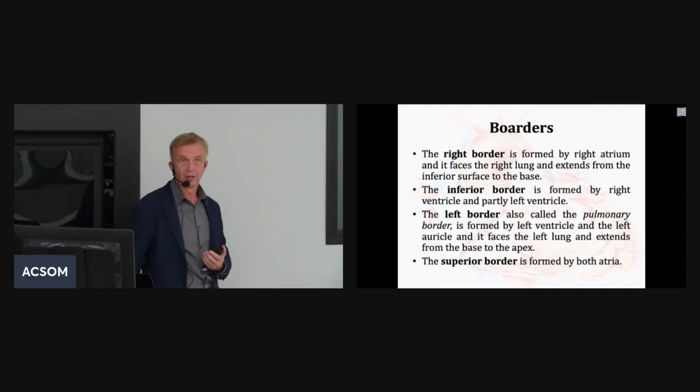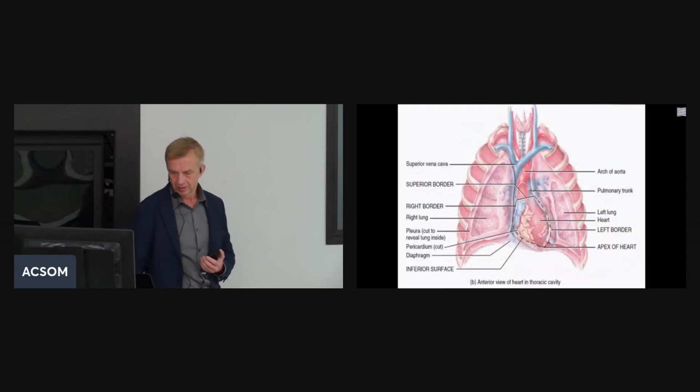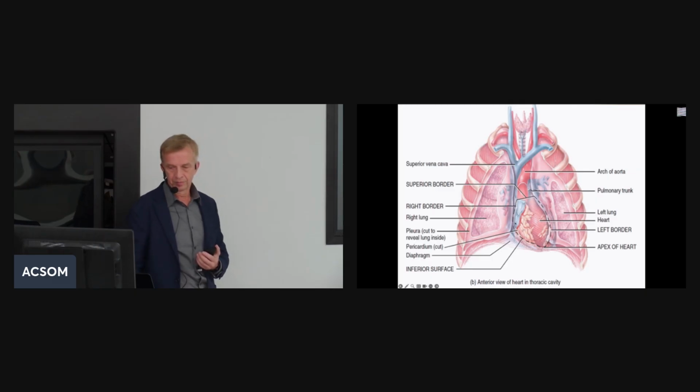The lower border, or inferior border, is formed by the right ventricle. I'll show you. This is the right ventricle here. So the inferior border is the right ventricle, and part of the inferior border on the left side is the apex of the left ventricle. So the right atrium is the right border. The inferior border is mainly formed by the right ventricle and part of the left ventricle.